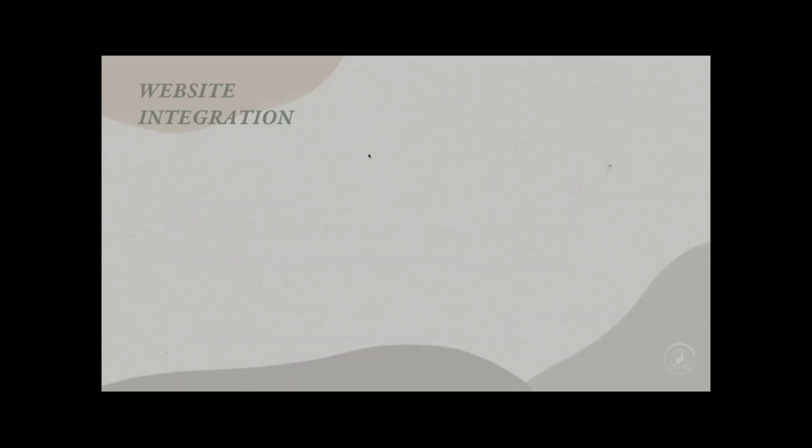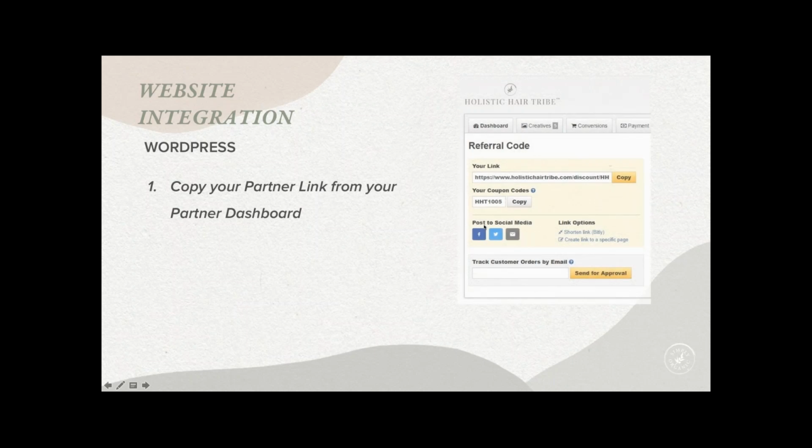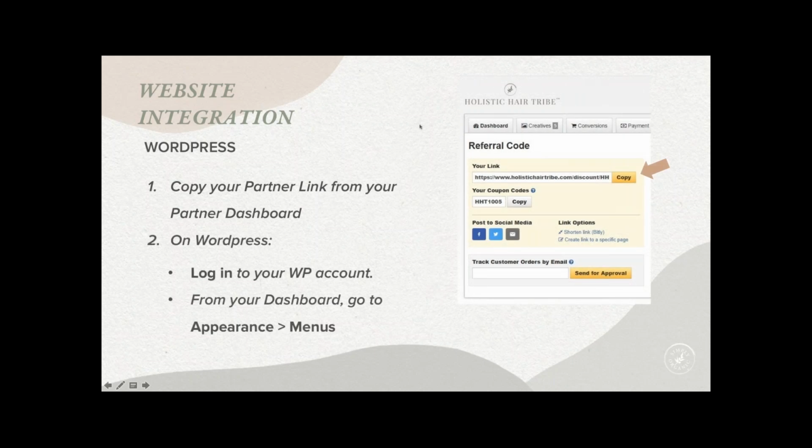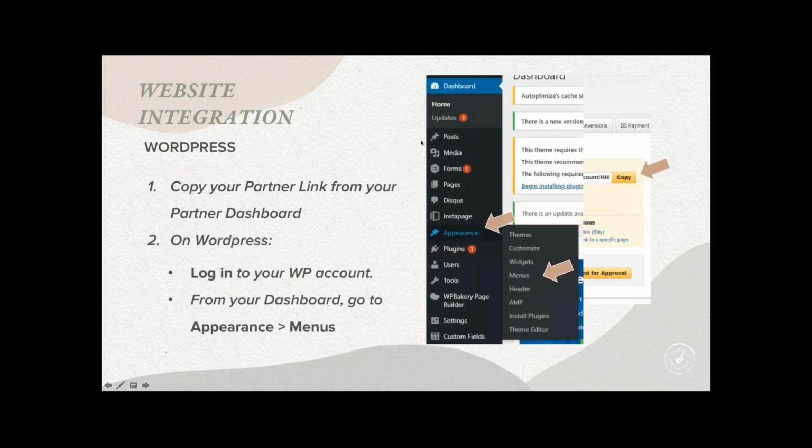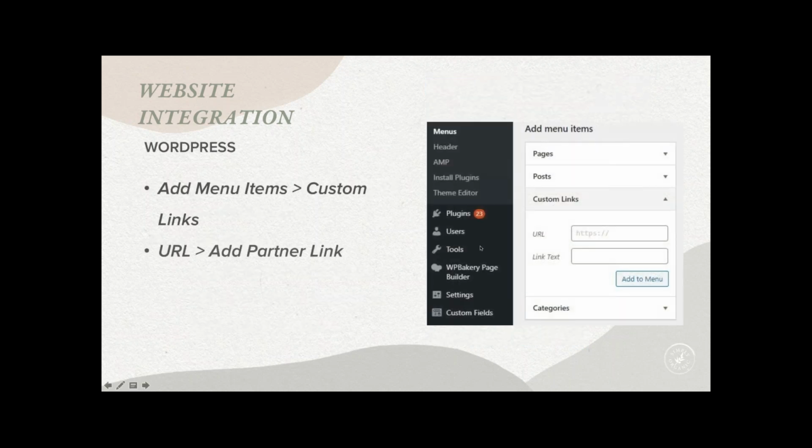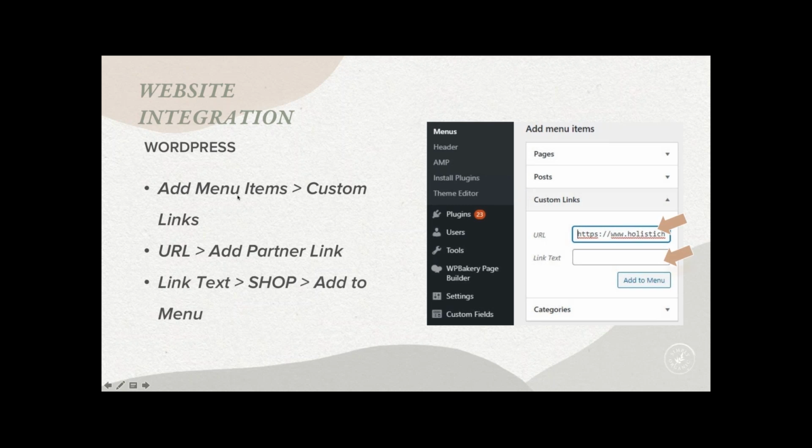Okay, so for WordPress users, super simple. Make sure you have that link copied, like I just showed you. You log into your WordPress account, go to Appearance, and then Menus. And then you add your custom link in the menu. And what that's going to do is add a shop button to your website.